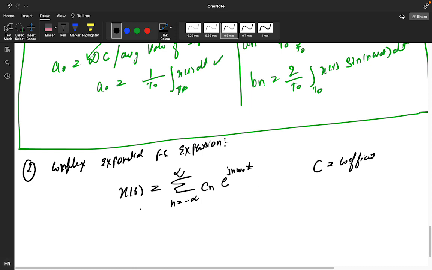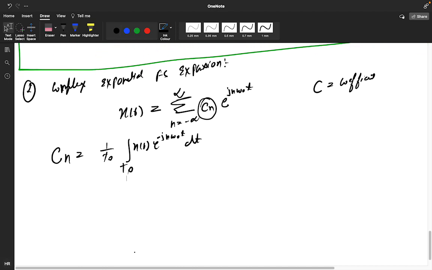Okay, what is the meaning of cn? Cn is the expression of a Fourier series coefficient. So this is your cn, and the cn value is 1 by t naught integral of x of t e power minus j n omega naught t dt, over time period t naught. Okay, so this is the meaning of cn.